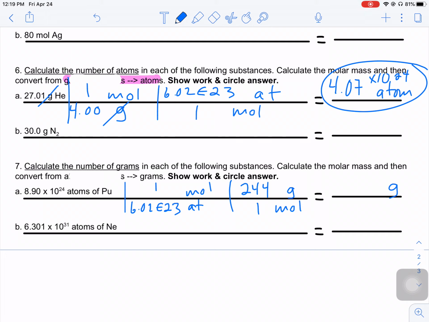So, all right, we're going to take the 8.90, second button EE24. We're going to multiply by 1 mole, and then we're going to divide by 6.02, second button EE23, that's Avogadro's number. And then we're going to multiply by 244. And when I do that, my calculator gives me 3,607 grams, 3 sig figs. I need to round to 3 sig figs, so I'm going to call it 3,610 grams.